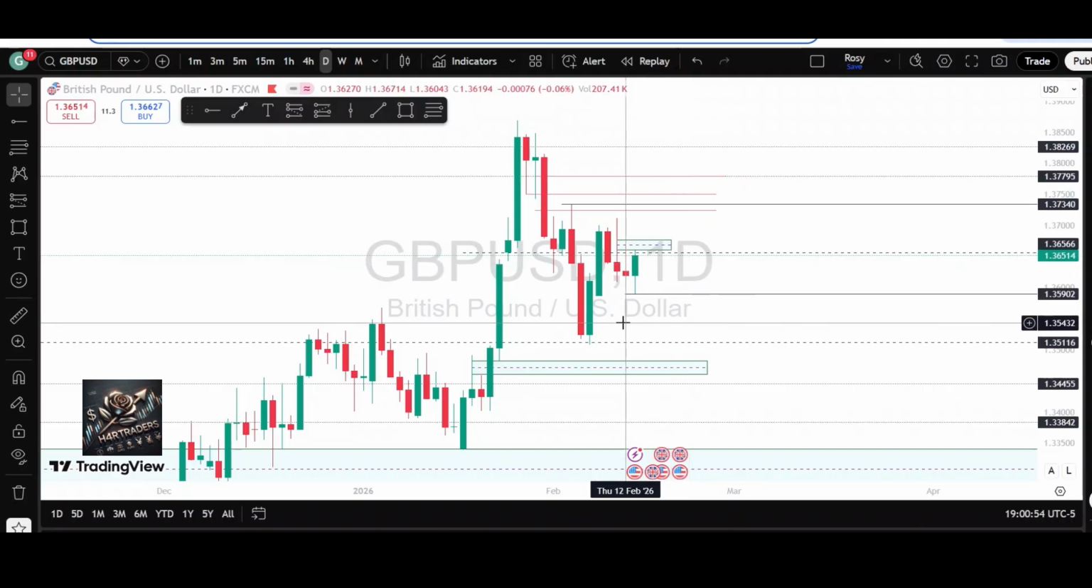So these are the two pairs I'm looking at, because already the time is 00. We've entered into the 15th, Sunday, the 2nd, 2026.